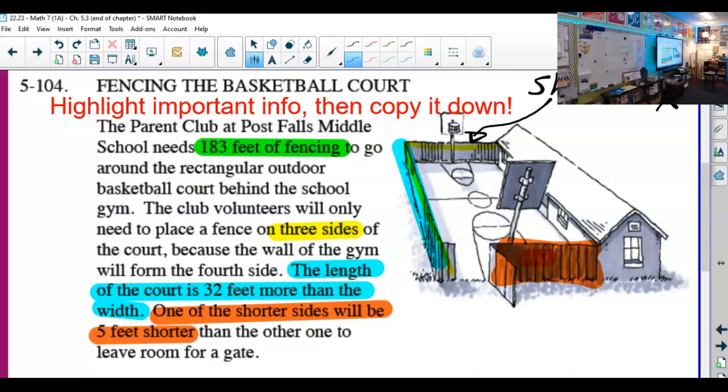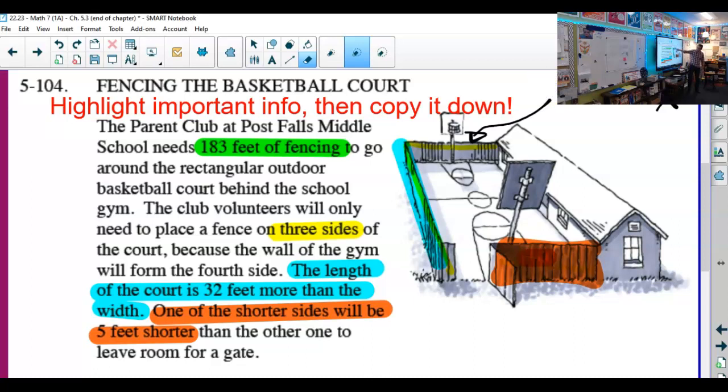So we know the length is 32 feet longer, but I don't think we know the width. So, well, I called it the short. Well, actually, that's not even the shortest side. So maybe I should change that. Misk made me realize the shortest side is over here. So I should maybe rename this.